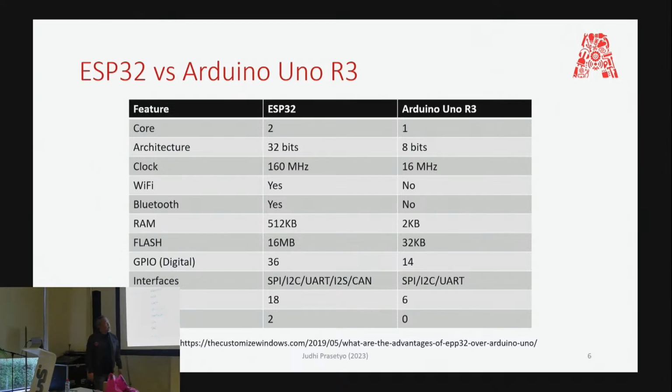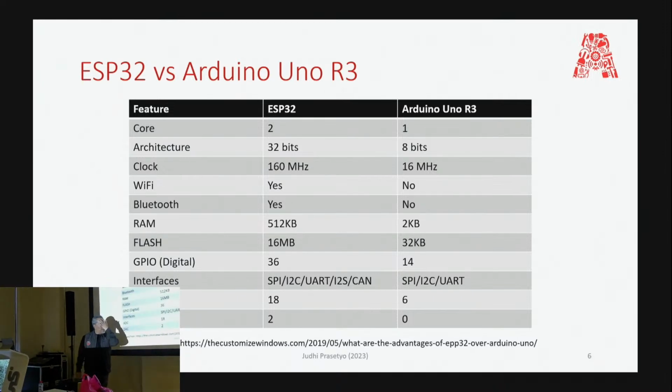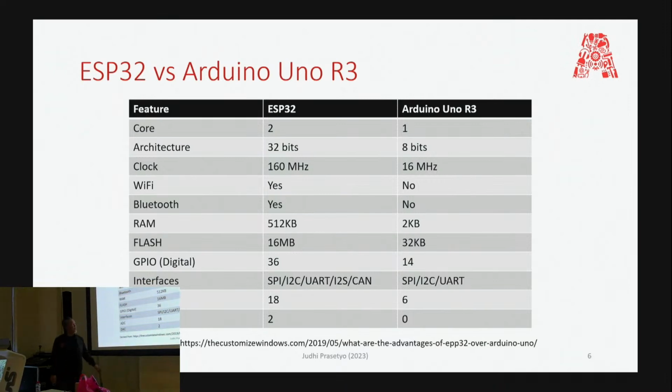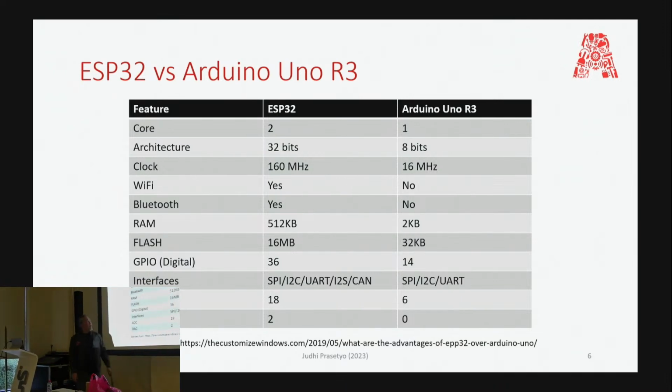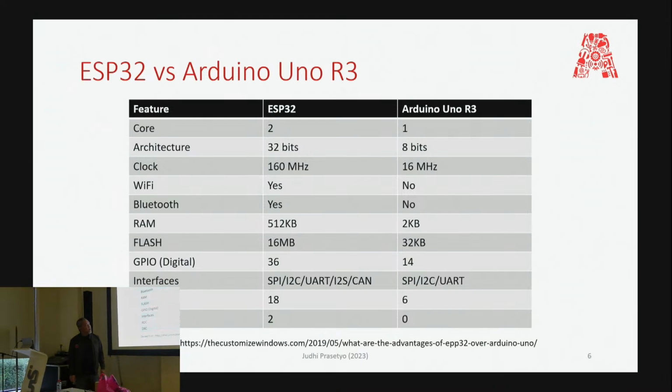Interface. Arduino has SPI, I2C, and UART for communication. ESP32 has more. It has I2S as well, and CAN bus. CAN bus is the protocol that is usually used to communicate with your car. There's this OBD2 interface in the car, and if you attach to that, you can communicate with the computer in your car using this CAN bus protocol.